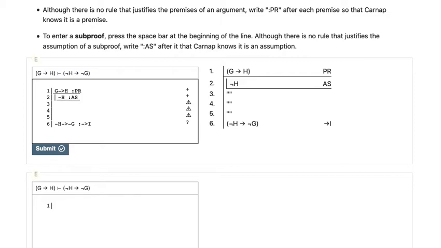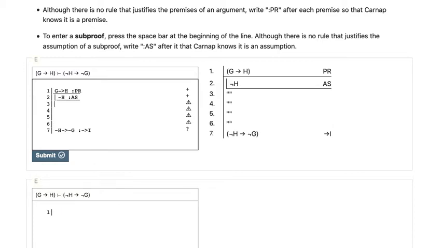Then what I want to have happen in this subproof is to get not G. I press spacebar so that I'm still inside the subproof. If you remember the rules of proof from an earlier video, you might think I can do something with line 1 and line 2. There's a rule called modus tollens that says if you have a conditional and you have the negation of the consequent, you can write the negation of the antecedent. I can get not G, modus tollens 1 and 2.